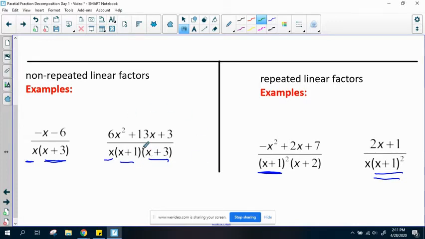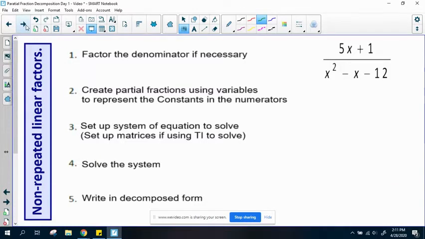Okay, so the process is slightly different if you have a repeated term, which we'll get into in the next video. So here are the steps for doing that. You might want to pause it and write it down. The first step is you need to factor the denominator if possible, or if it isn't factored. Once you factor it, you're going to create two different fractions, or 3 or 4, depending on how many factors you have in the denominator. And then above it, you're going to write an arbitrary letter, such as A, B, C, D, etc., until you run out of factors.